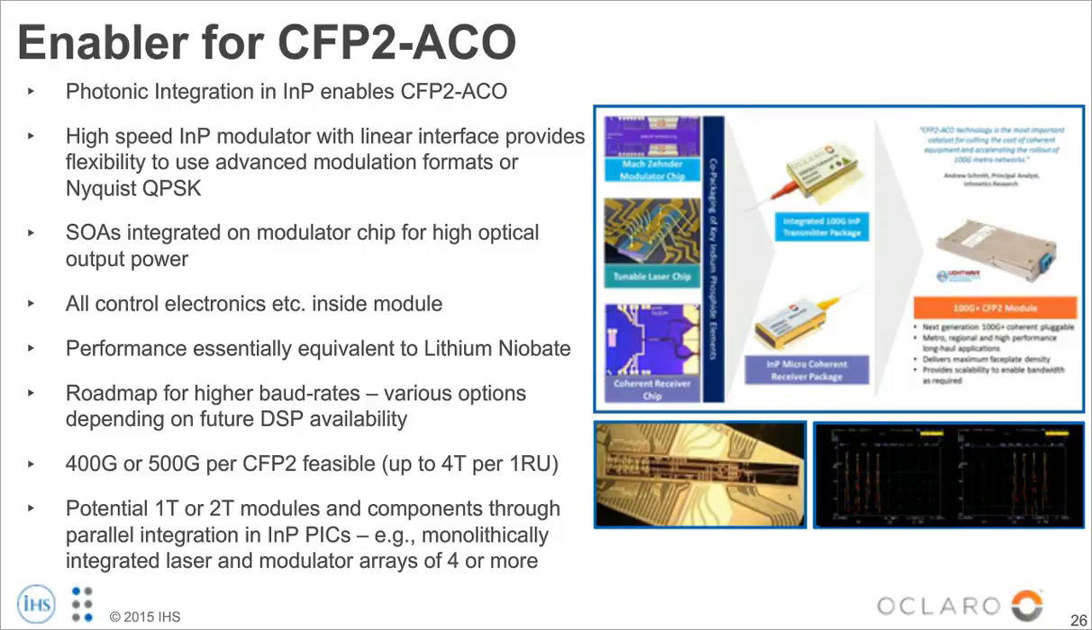Similarly, we have shrunk the receiver, so all of that enables us to get into this small, compact CFP2 ACO. We see it really moving towards higher baud rate, as Ron talked about also.